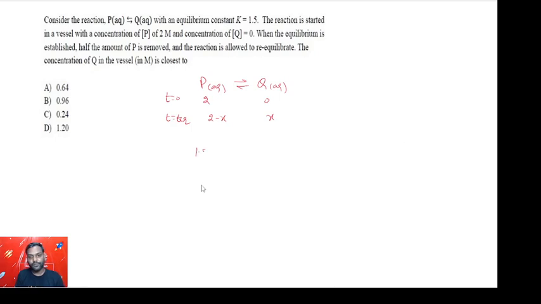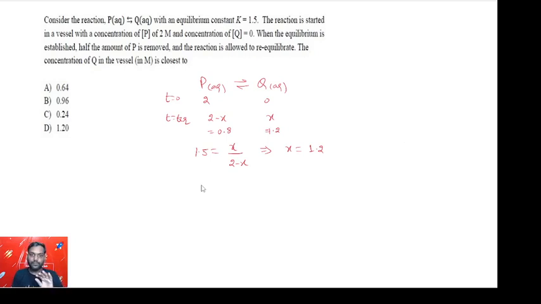concentration of Q, that is X at equilibrium, upon P, that is 2 minus X at equilibrium, is equal to 1.5. When we solve this, the X value comes out to be 1.2, which means at equilibrium I have 0.8 molar P remaining and 1.2 molar of Q is produced.